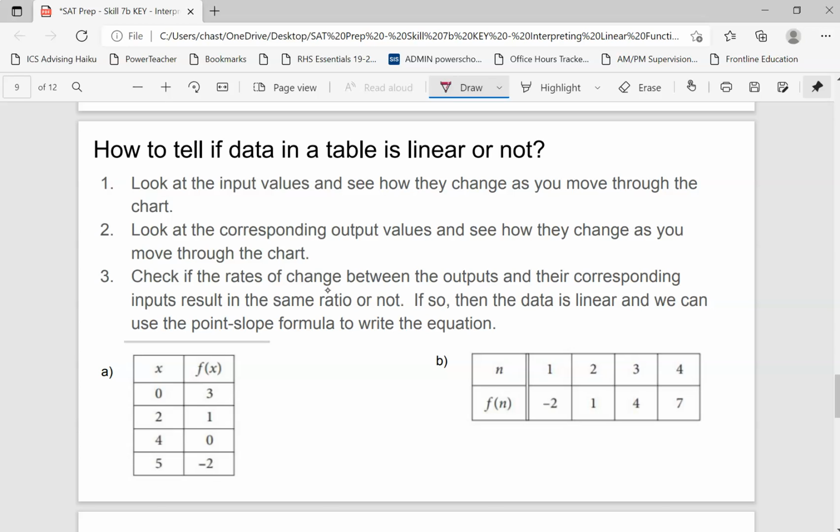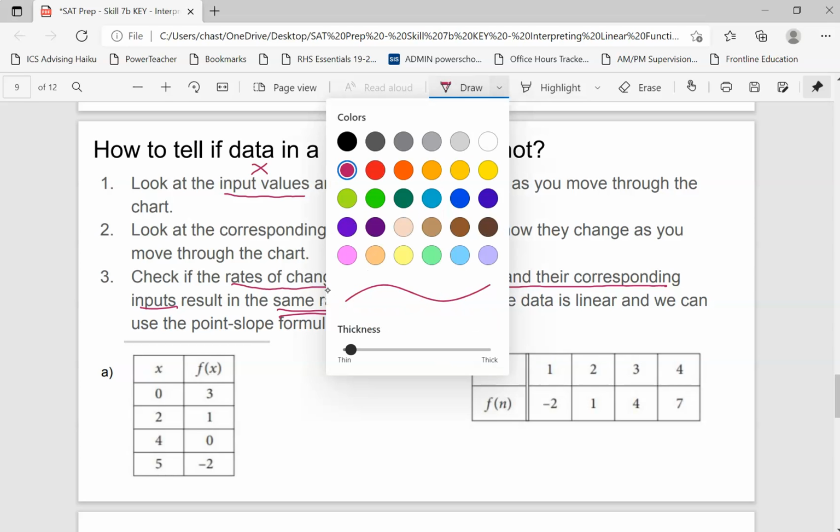First thing we want to do is look at the input values, that would be your x's, to see how they change as you move through the chart. Then you want to look at the corresponding output values, that would be y or possibly f of x, and see how they change as you move through the chart. Then what you want to do is check if the rates of change between the outputs and their corresponding inputs are the same ratio or not. If so, the data is linear, and then we can write an equation for it. So let's go ahead and try this one out.